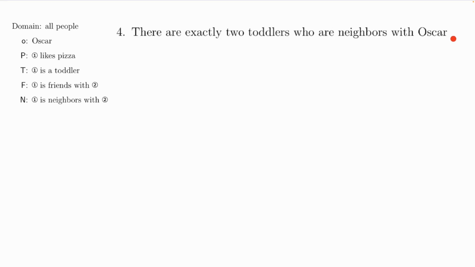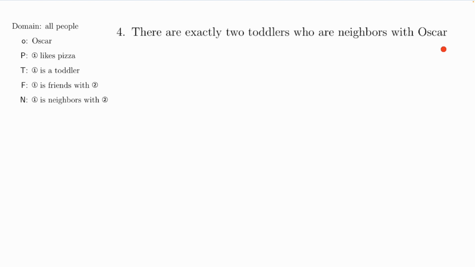Okay, now moving on to number 4, there are exactly 2 toddlers who are neighbors with Oscar. So I'll go through 2 different ways to translate this one, the second way being kind of the preferred way, at least for me, because it's more efficient. It gives you a shorter formula.